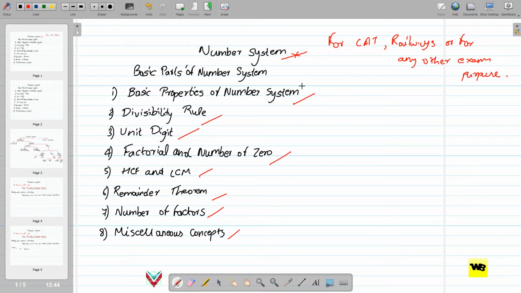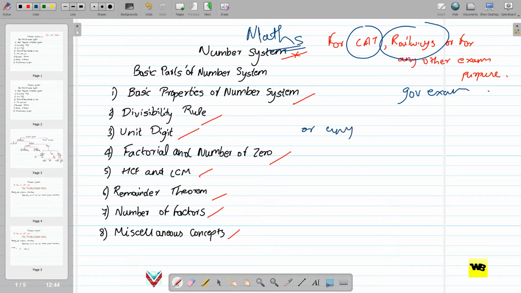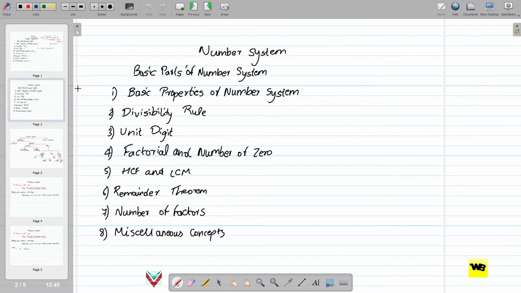So in number systems, we will see all these basic parts, and we will solve different types of numericals also, to see what particular types of numerical come for your CAT exam, or for your railways, or for any other government exams. Number system comes in maths or any calculation. So let's go to the number system. As we said, a number system has different parts, the basic properties of number system.